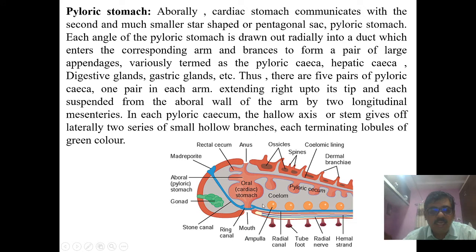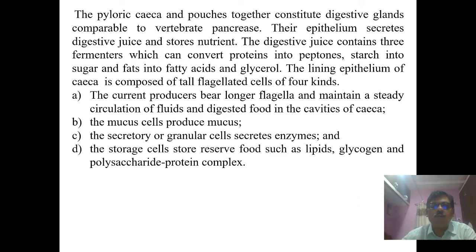Means after the cardiac stomach, the next one is what? The pyloric stomach, and this pyloric stomach runs radially out into the duct which forms what? The pyloric ceca, or the digestive gland, or the hepatic ceca or gastric gland, and these are supposed to secrete the digestive enzymes which are helpful in the digestion process. Then the pyloric ceca and pouches greater constitute the digestive glands comparable to the vertebrate pancreas. Means these pyloric ceca, or hepatic ceca, are comparable to the pancreas of the vertebrate, which secretes insulin.